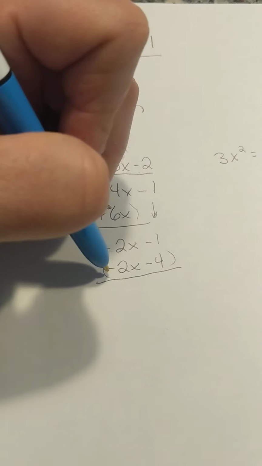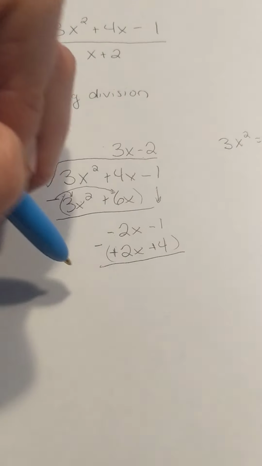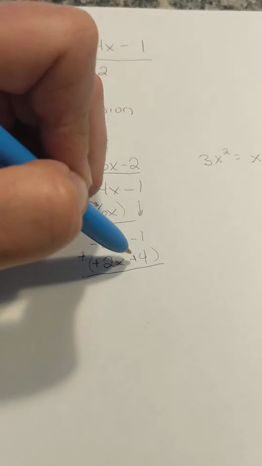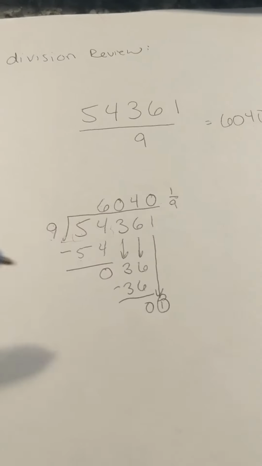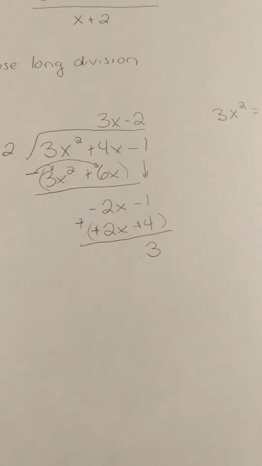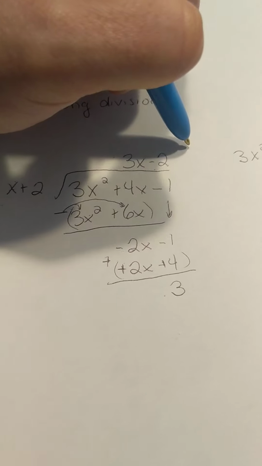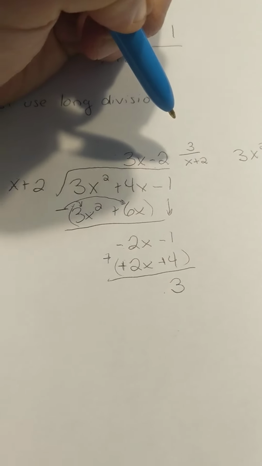So when I subtract, this becomes a positive 2x, that becomes a positive 4. And now negative 2 plus 2 is 0, and 1 plus 4 is 3. So now I'm at the point where I was here, where I now have a remainder. So I'm going to go over, and I am going to write 3 over x plus 2.